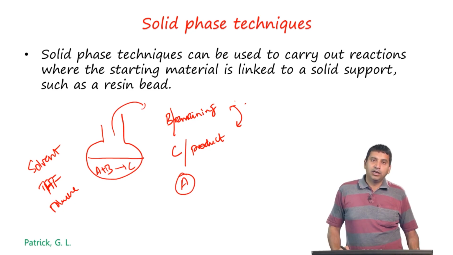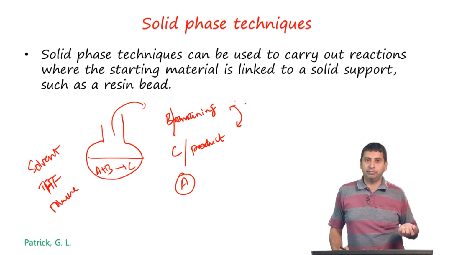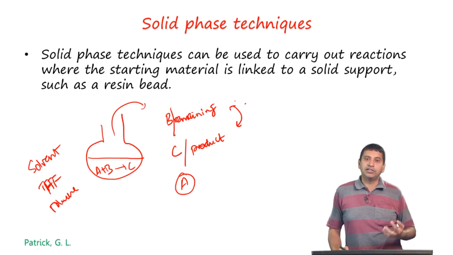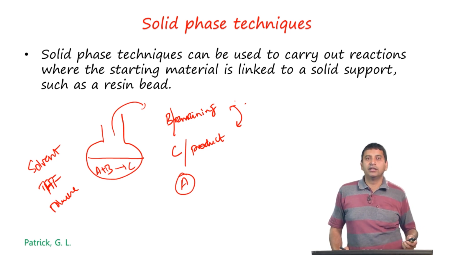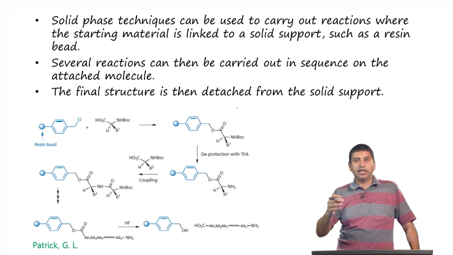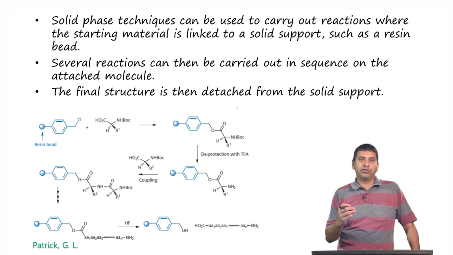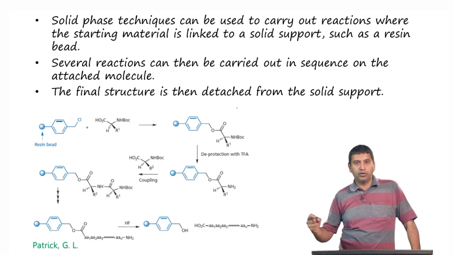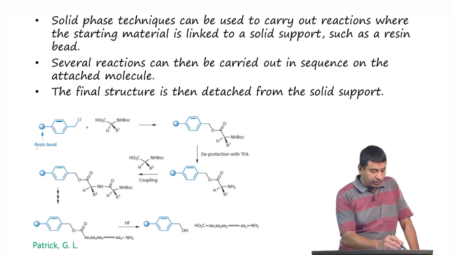Now, the separation process can involve either column chromatography, or you can do a distillation, or you can do recrystallization and so on. Now, if you imagine that this entire reaction can be done on a solid support, that is, I will take one of these molecules and immobilize it to a solid support such as a resin bead, then at least separating out this product from the reactant is not that difficult. Okay. So, here is how the technique works. The solid phase technique has been used to carry out reactions where the starting material is linked to a solid support such as a resin or a bead. Now, several reactions can be carried out in sequence on the attached molecule and the final structure is then detached from the solid support.